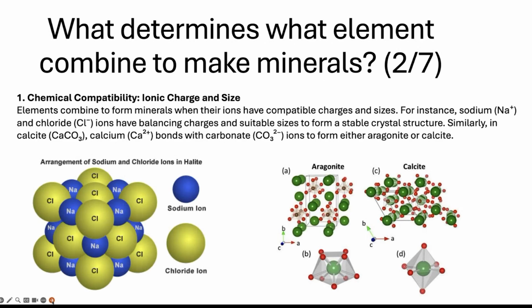So, chemical compatibility: ionic charge and size. Elements combine to form minerals when their ions have compatible charges and sizes. For example, sodium, the little green cation here, and chloride, the yellow anion, balance charges and have suitable sizes to form a stable crystal structure. Similarly, with calcium carbonate, we have calcium cations bonding with carbonate anions to form either aragonite or calcite.